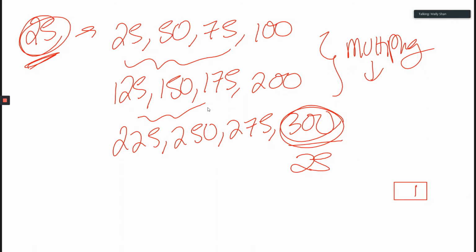So these are the divisibility rules. These are the strategies that you guys can use, and this is what we're going to be using for the actual practice problems.